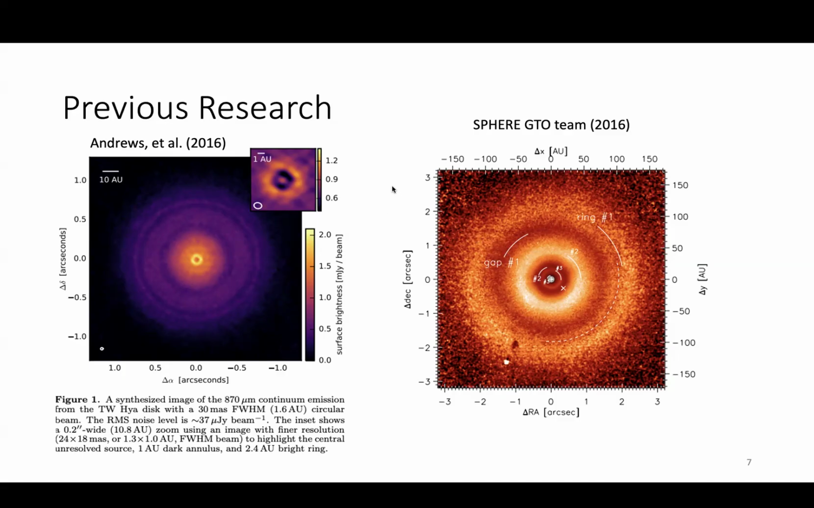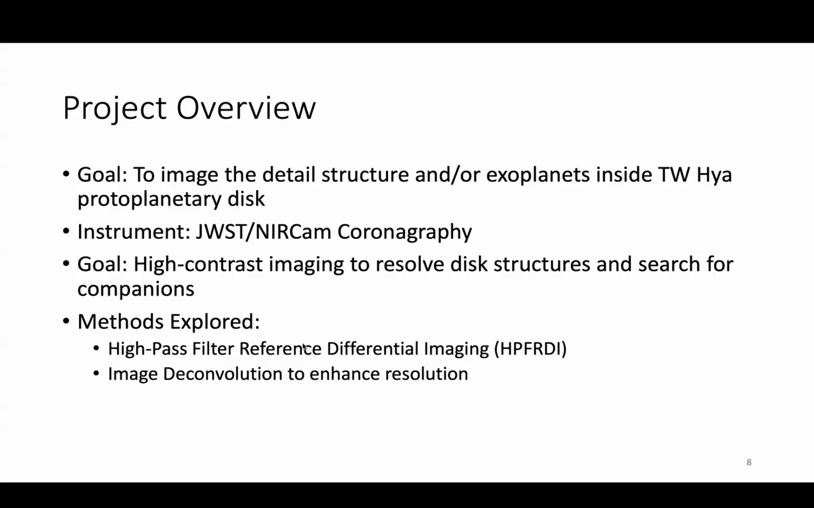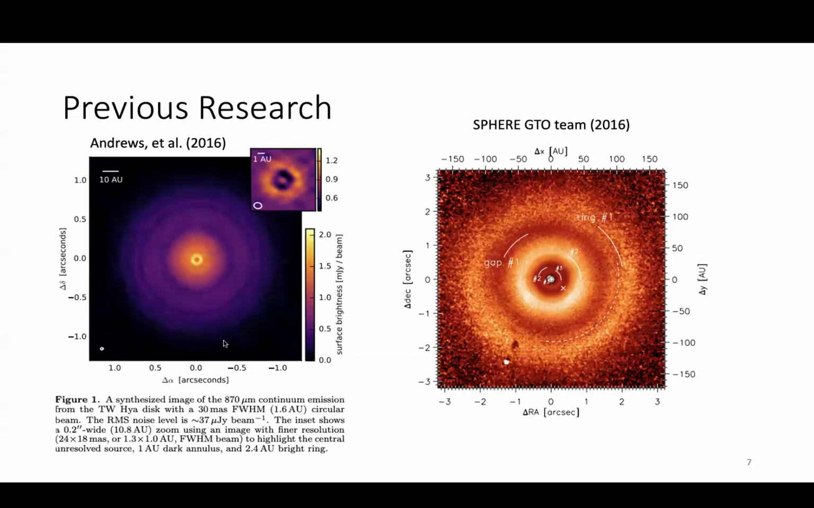And there's also, they suggest this spiral structure, and we also see this kind of structure in our image, but we result in a different conclusion. Yeah. So across all these instruments, HST, ALMA, SPHERE, they're all different wavebands.